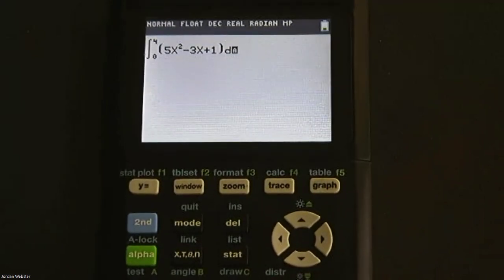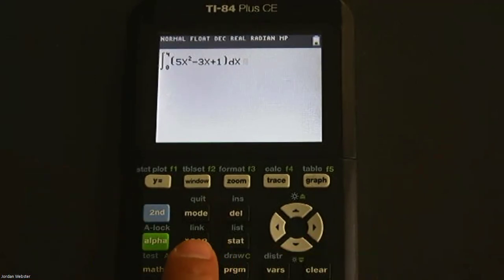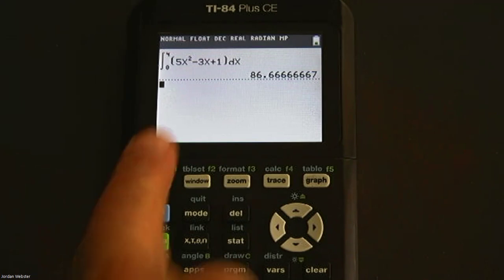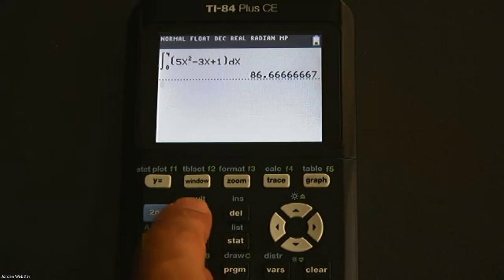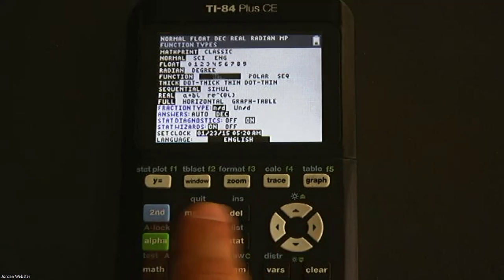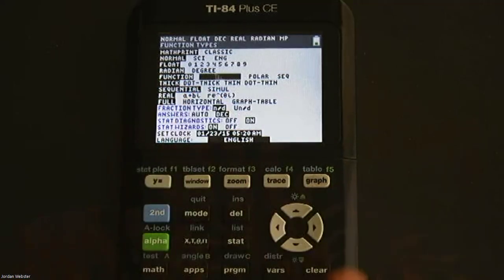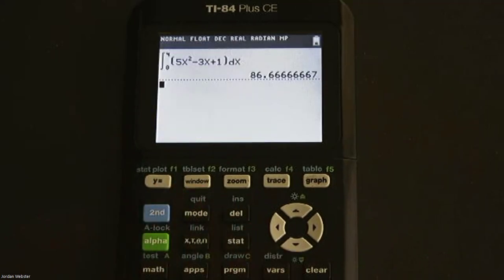Again, every time I'm hitting x, I'm hitting the variable key x, which is right here on the calculator. So there you go. I get 86 2/3. Now, that's option number one, is just to use the variable x here and stay in function mode. The other option is that we can change our mode into parametric. So I go to mode, I hit parametric, and then go back to the home screen.